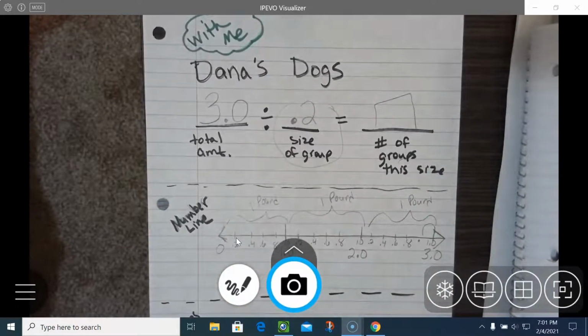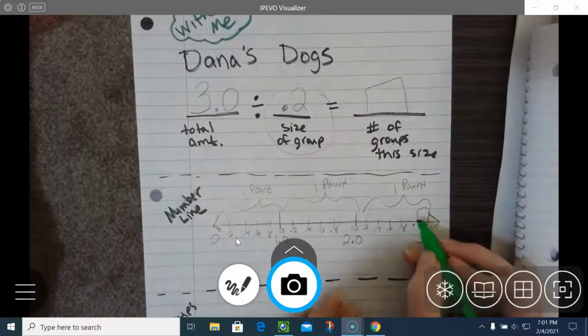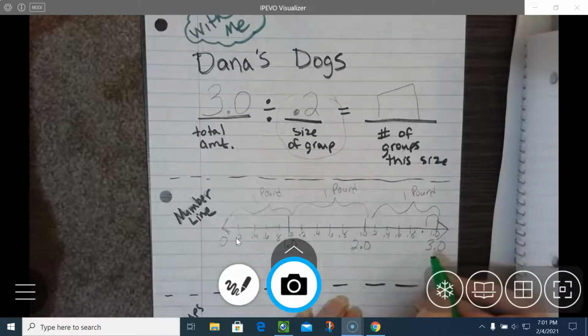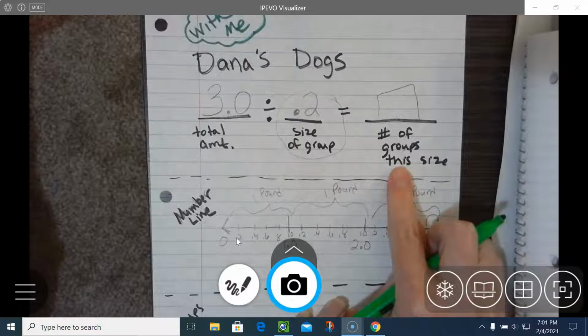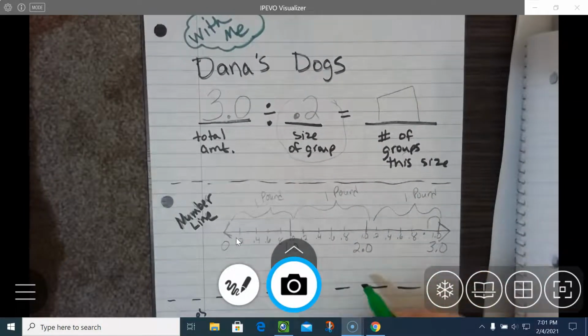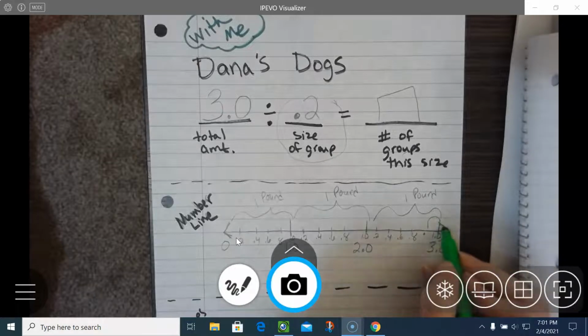Now, my answer is going to be how many jumps from this 3 pounds all the way back to my starting point am I making? And that's going to be the number of dogs that get fed each day. So let's go ahead and do that. So I'm going to count starting right here.